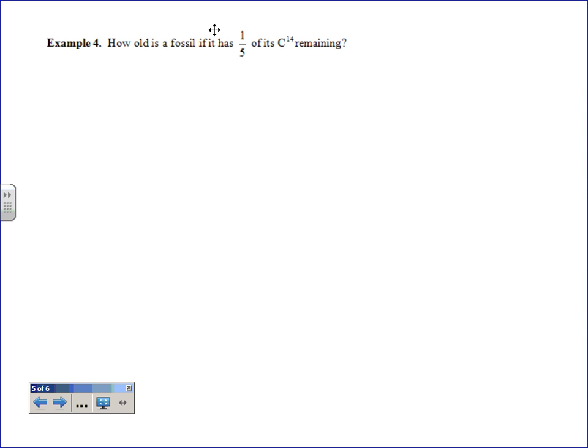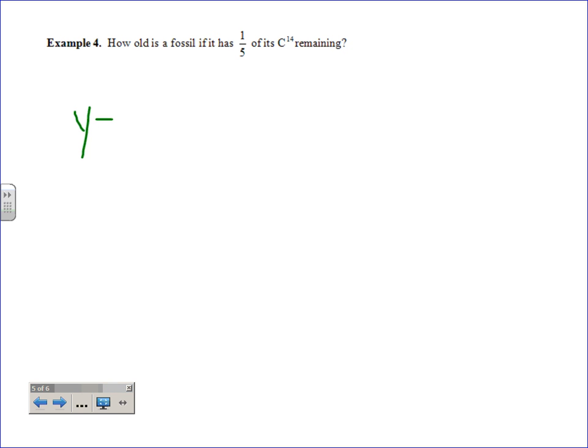Okay, let's see how you did. And of course, those of you that might be listening to these notes should probably actually take the time to try this one before you listen to it. But how old is a fossil that is 1/5? This 14 up here is just telling you it's carbon 14. That's how isotopes are actually written. Okay. And it's C because that's carbon. All right. So it's 1/5.